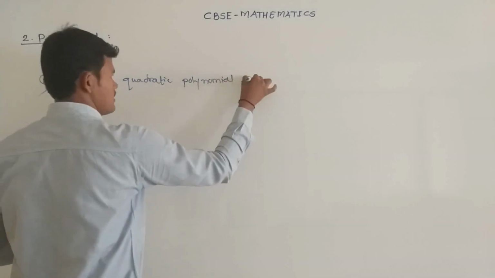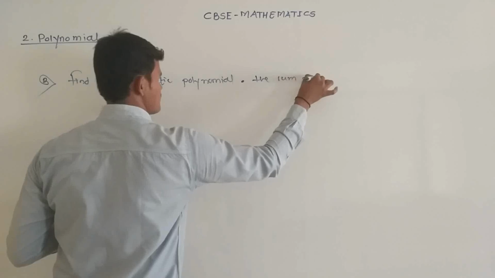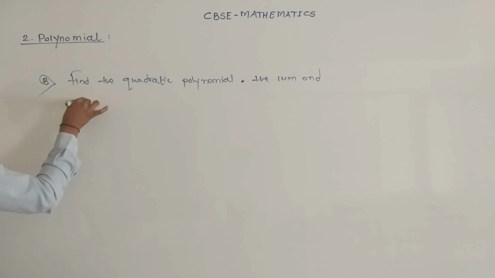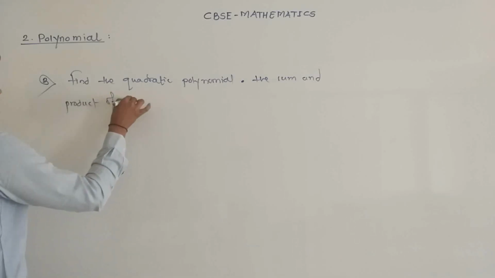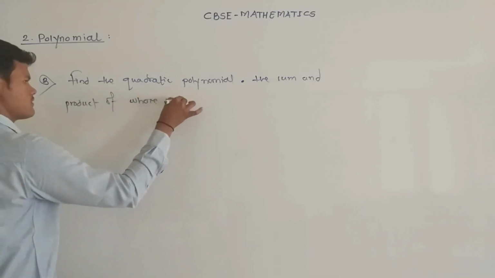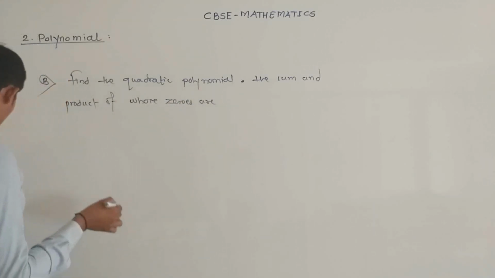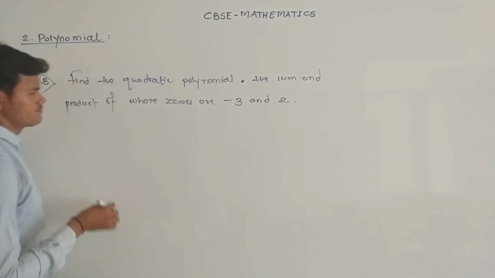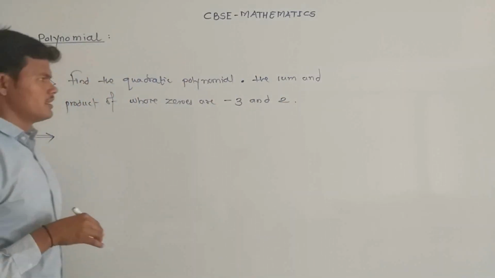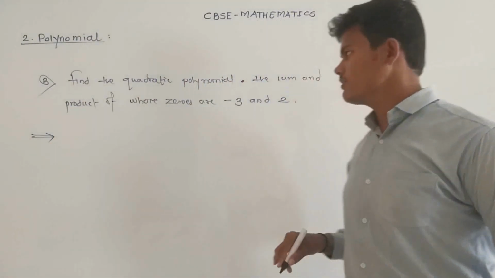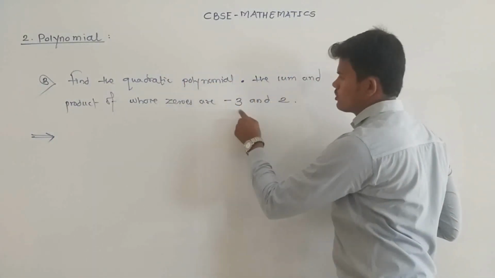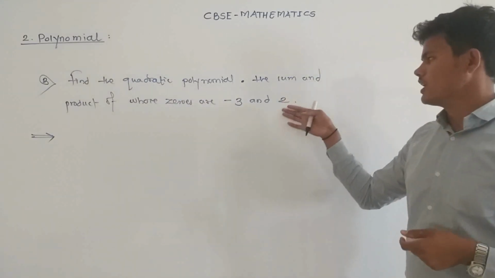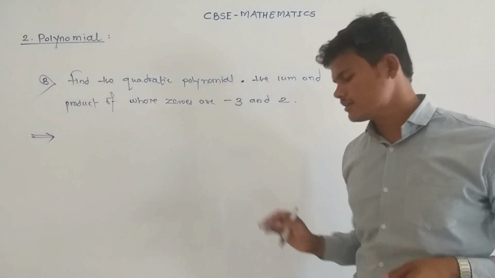Find the quadratic polynomial, the sum and product of whose zeros are -3 and 2. Here, in the third example, we are given the sum of zeros and the product of zeros. From those values, we have to find a quadratic polynomial.